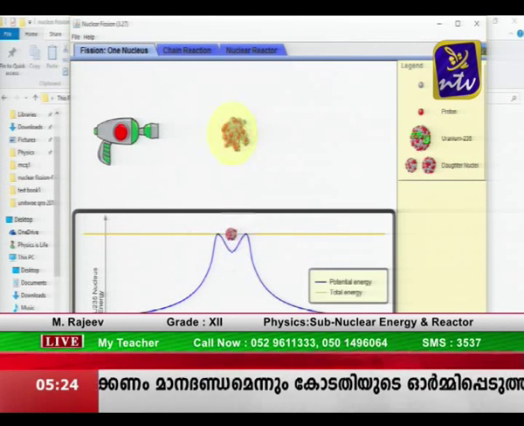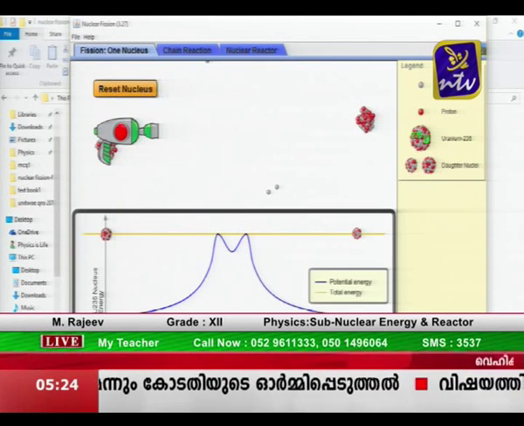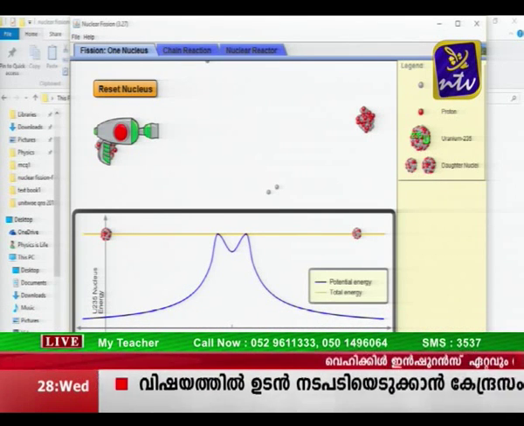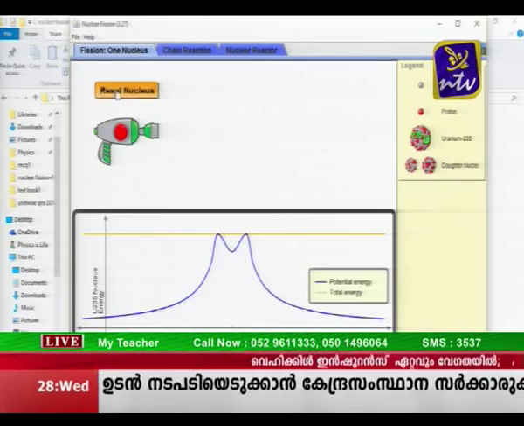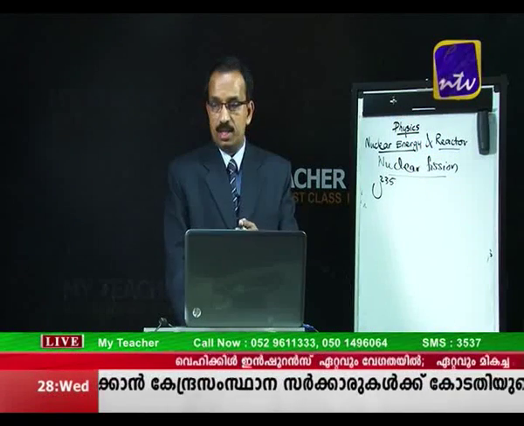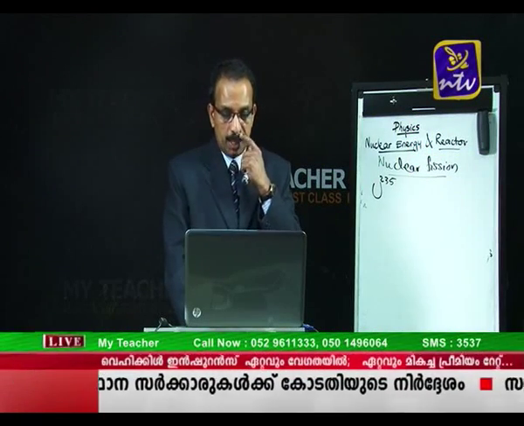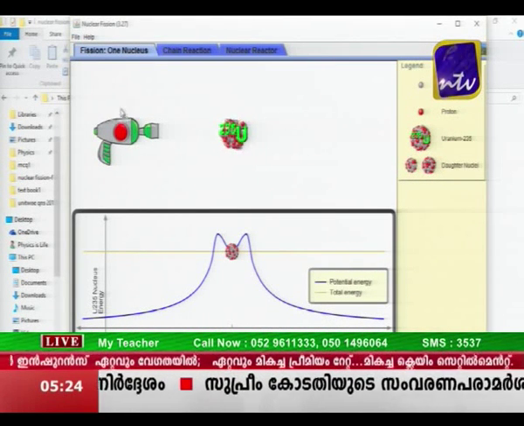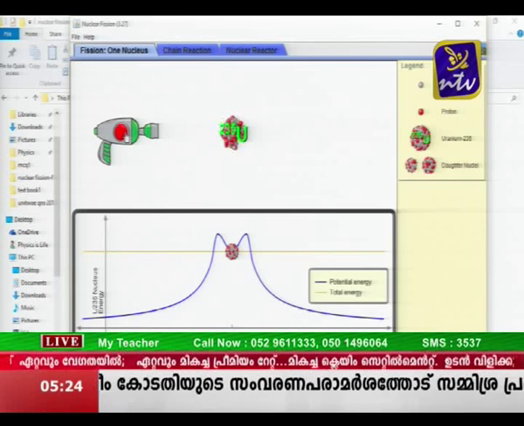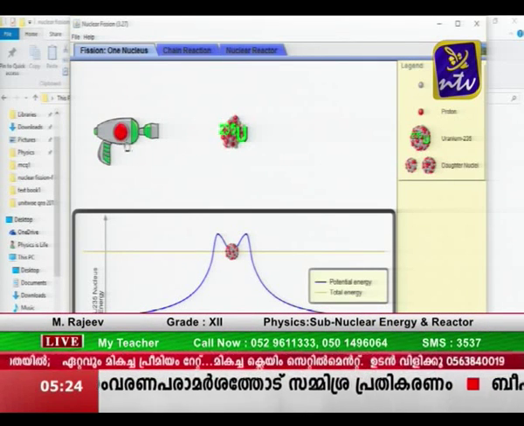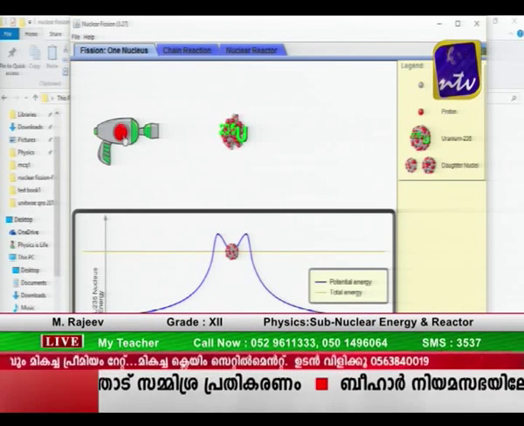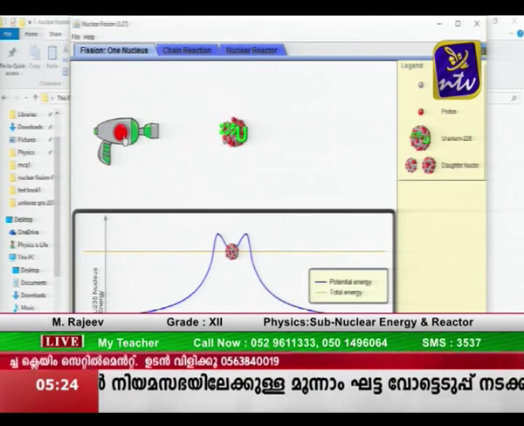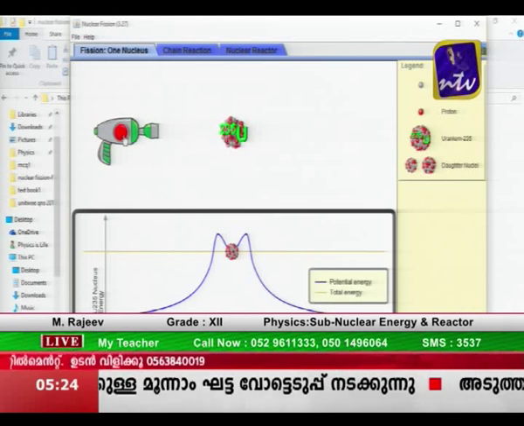I'll just pause it. I hope you have seen this. Once again, I will show you what exactly is happening here. On the screen, you can see uranium 235, into which I am going to bombard a neutron. Carefully see what comes out, which nuclei are produced as a result of the splitting. You just watch and see.